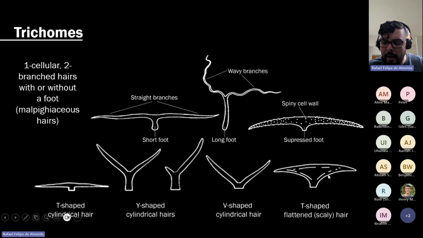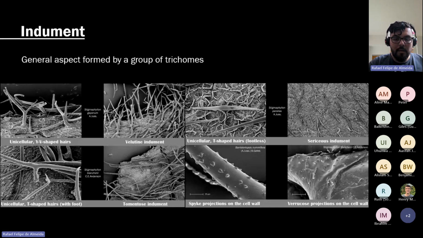And you can also find a T-shaped hair in Malpighiaceae that is not cylindrical like a normal plant hair. It is actually flattened on the sides, so it looks like a tiny scale. For some genera of Malpighiaceae, you only find these types of hair, most specifically in their inflorescences. Here are some scanning electron micrographs of those types of hairs, so you can see in a little more detail what I'm talking about.